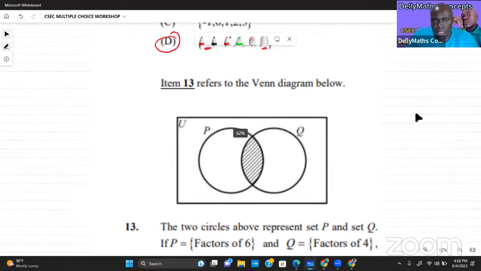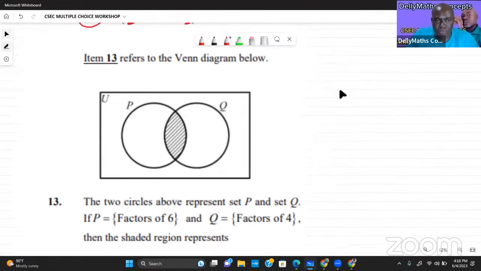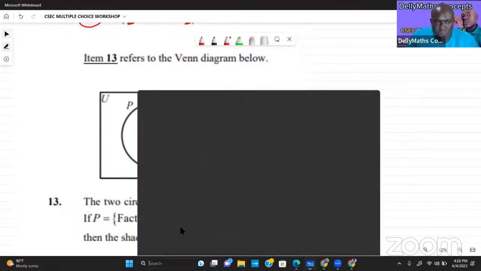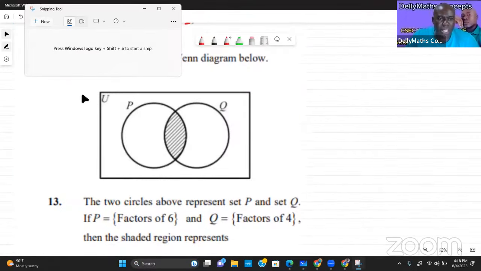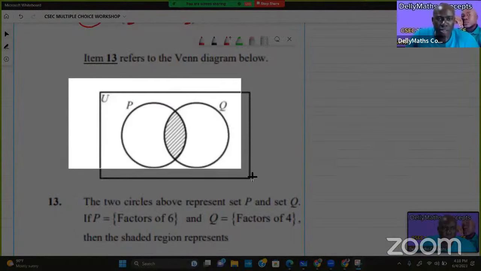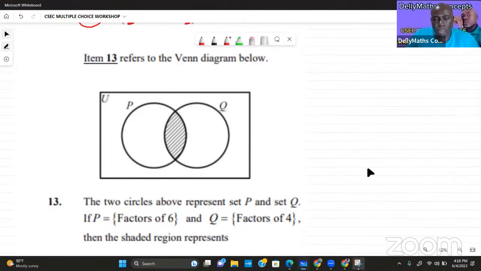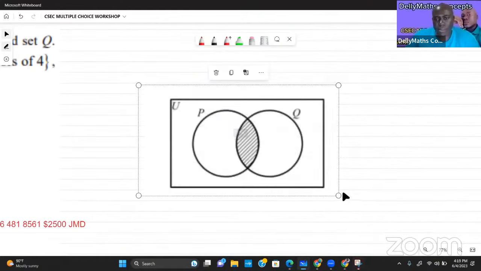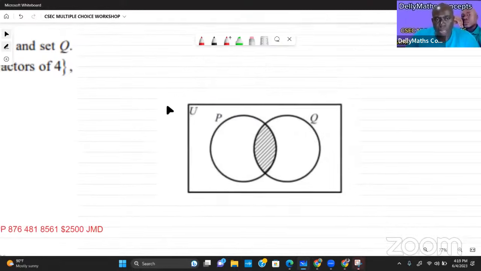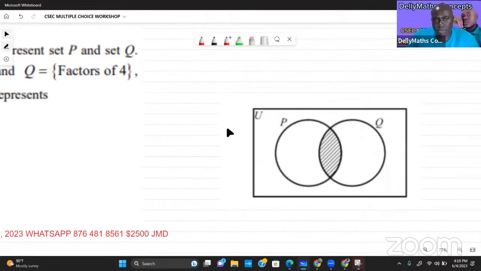Let me minimize this a little bit. So question 13, let me take up question 13. I want us to look at it right where we have it. The question is here. You could put it beside it. So for question 13, we want to look at this set that we have here.